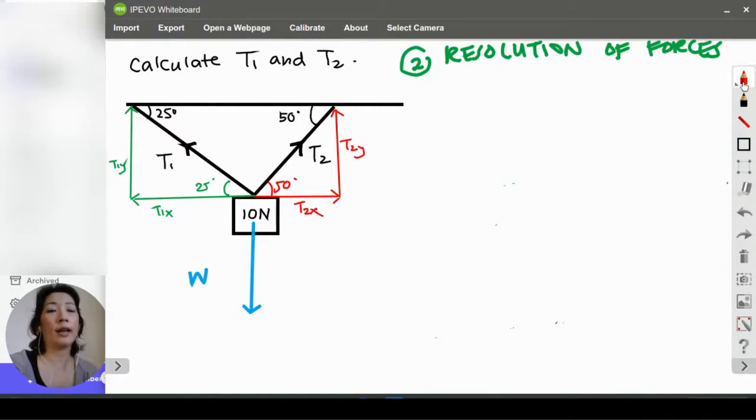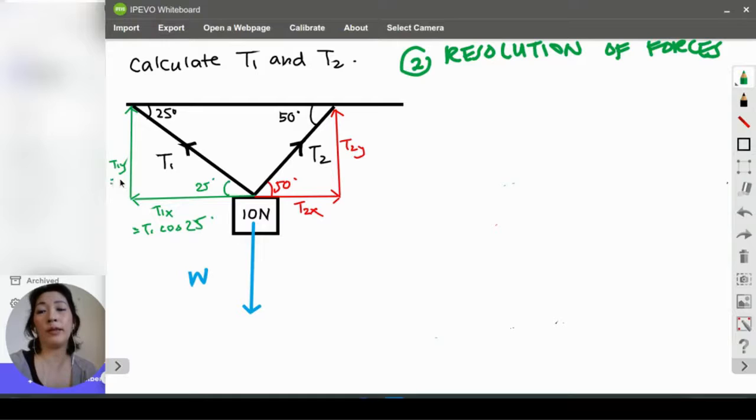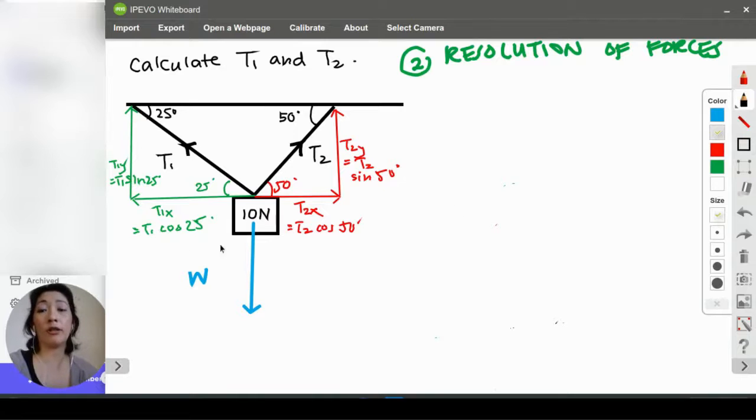Just like earlier, you need to write down the formula for the resolution of forces. Starting with the T1 triangle, because this is x, this is T1 cos 25, and T1y would be T1 sine 25. Just going to spill it over here because there's no space on that side. And same thing for T2. T2x would be T2 cos 50, and T2y would be T2 sine 50.